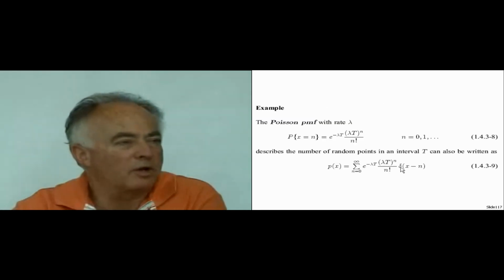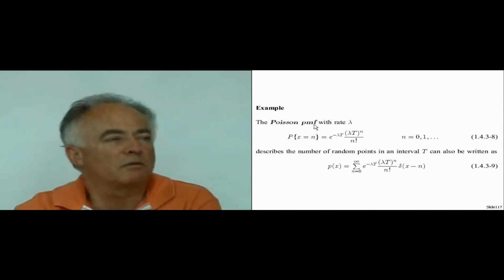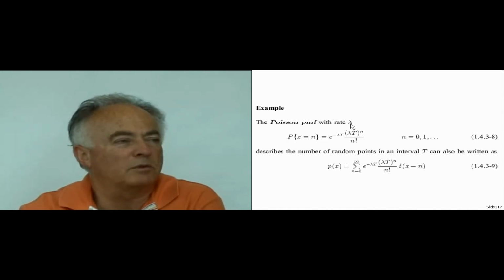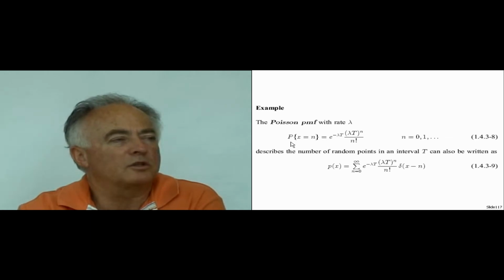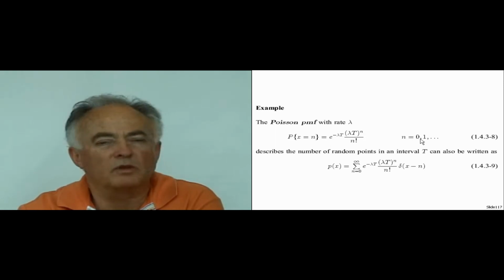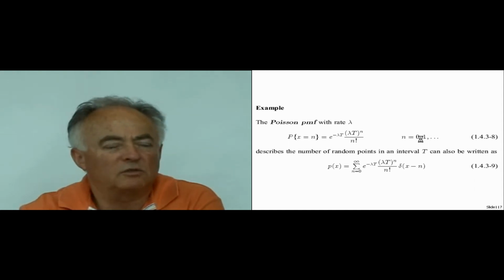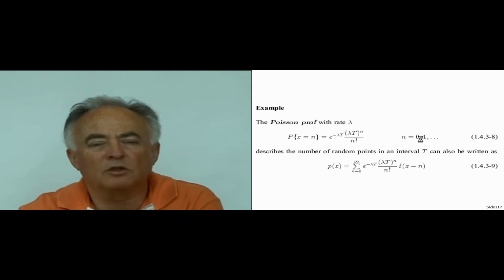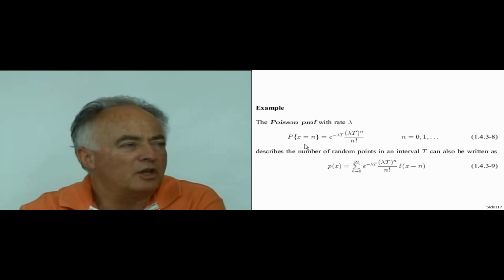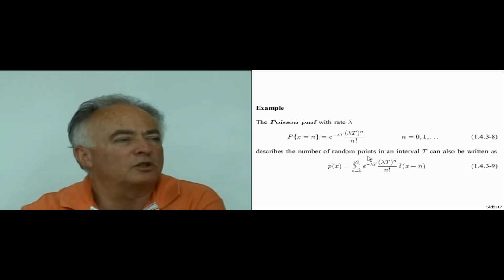Let's take an example, and this will be a Poisson PMF with what is called rate lambda. And this is a discrete valued random variable, the probability of x equal to n being e to the minus lambda t to the power n over n factorial, but here n really goes to infinity, so this is a discrete random variable, but it can take an infinite number of possible values. This describes the number of random points in an interval t, and I can also rewrite it now.